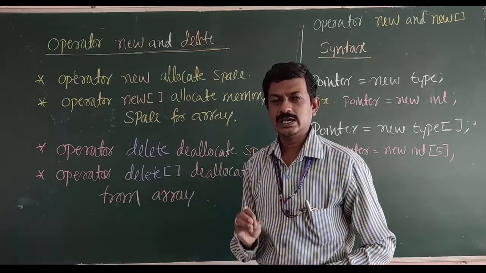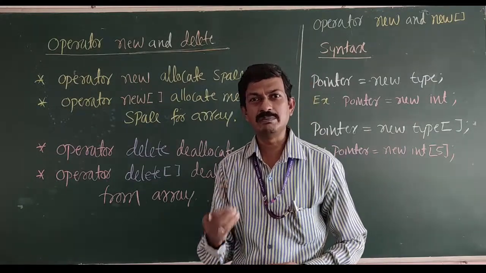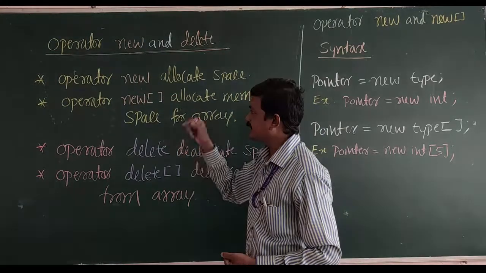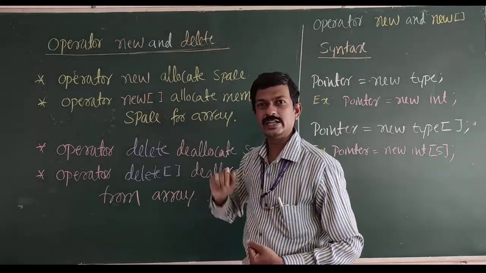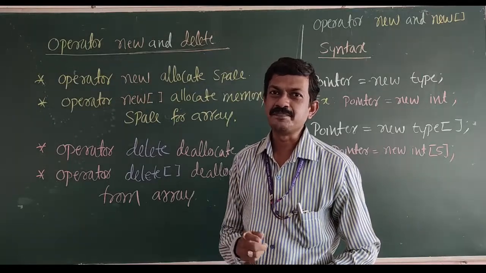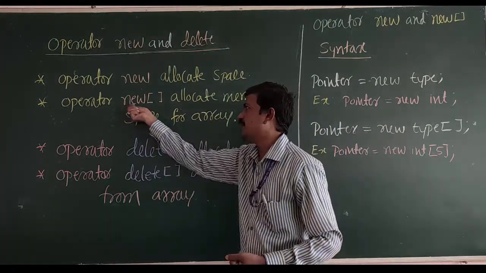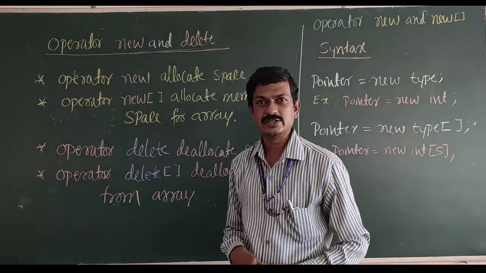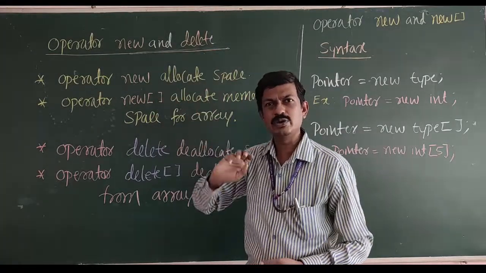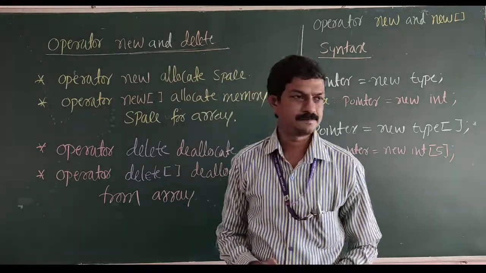Simple concept. If I declare a normal variable and you want to allocate an extra amount of memory for it, that is done with the help of the operator new. If I created an array variable and it requires an extra amount of memory, that is allocated with the operator new with the square bracket, which allocates the extra space for an array type variable. This one allocates the extra space for a normal variable.